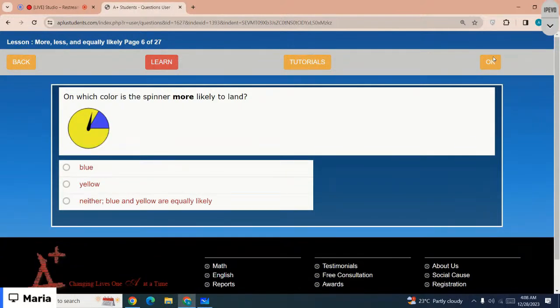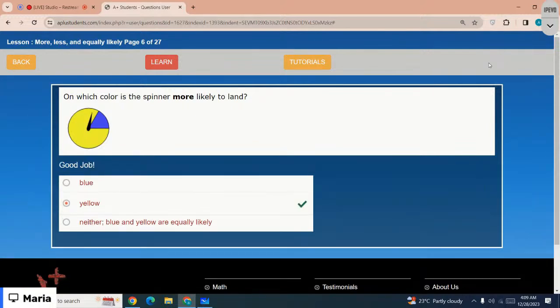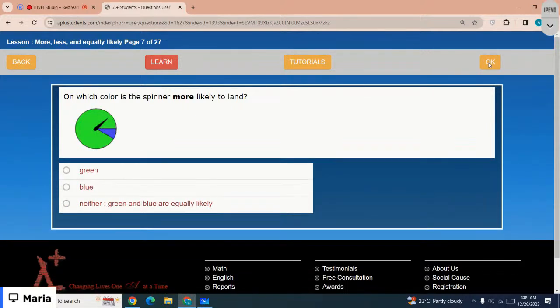On which color is the spinner more likely to land? So which is the correct option? The correct option is yellow, right? Because most of the portion is yellow, so it will more likely land on yellow. Very good. On which color is the spinner more likely to land? Which is the correct option?